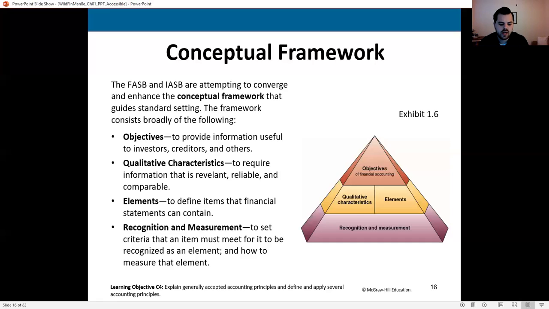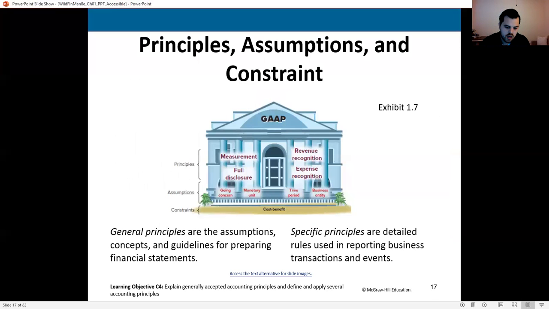So we'll set the criteria an item must meet for it to be recognized as an element. And then once again, we'll look at how we actually measure that element. So the bulk of this chapter is starting here. This is the most important section of this chapter.